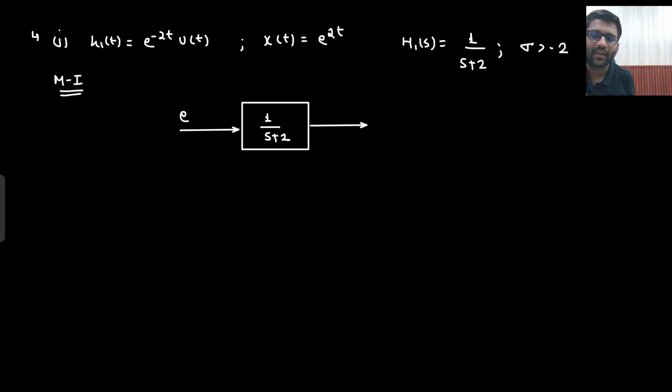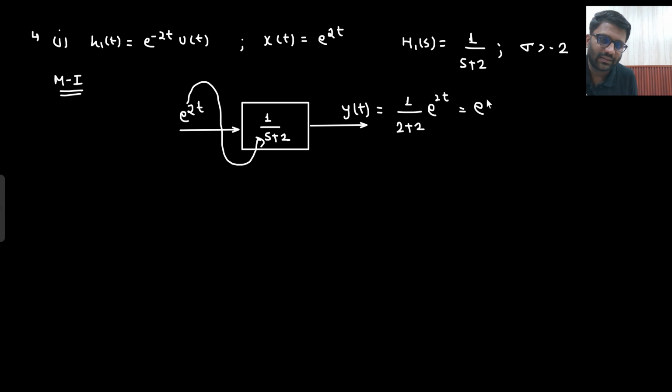Oh no, sorry. My applied input is e to the power 2t. Really sorry. My applied input is e to the power 2t. So what kind of output will I be getting? It will be equal to e to the power 2t only, but multiplied with the constant factor. So I need to put this 2 here. So what will I get? 1 upon 2 plus 2 into e to the power 2t. So my answer would be e to the power 2t by 4. So this is the answer I am getting.